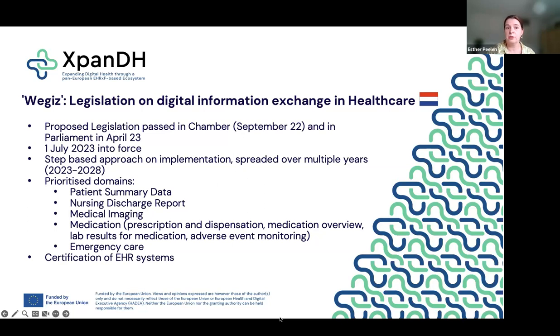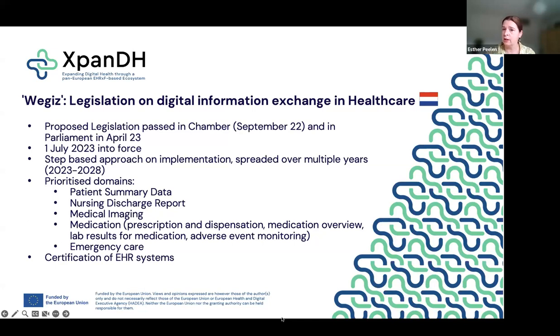So a lot of efforts are being done by many stakeholders at the moment to really make it happen. The VEGIS envisions a step-based approach for implementation, and it will start this year and last until about 2028. With this step-based approach, it envisions to exchange patient summary data, to have a generic set of data for specialist care, compliant to a national standard that we agreed on in the Netherlands. So we agreed on the processes and also on the information that needs to be exchanged.